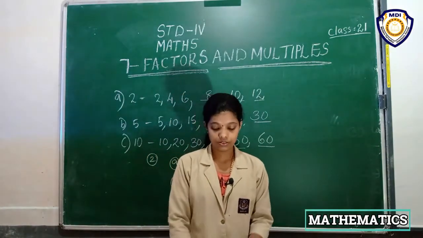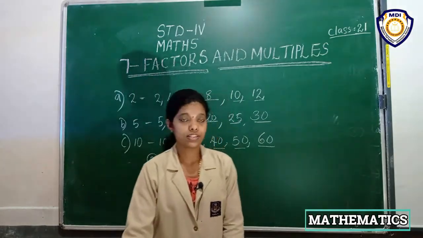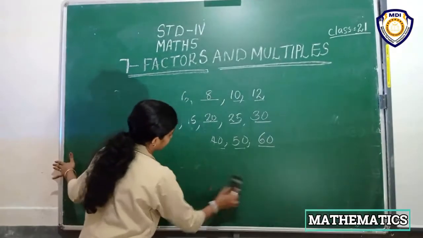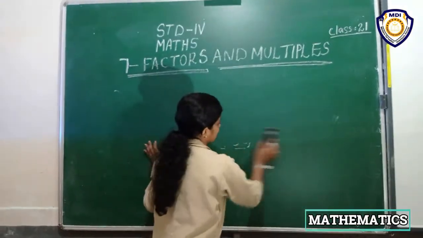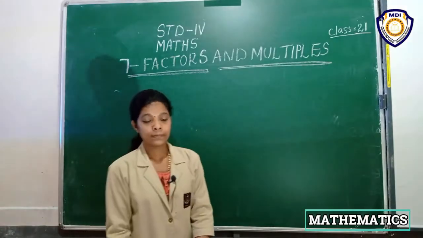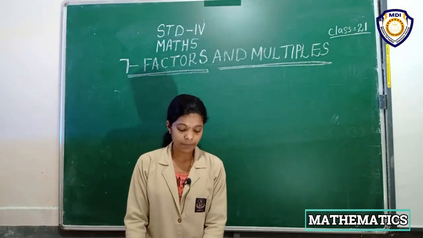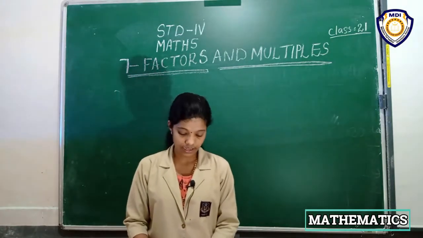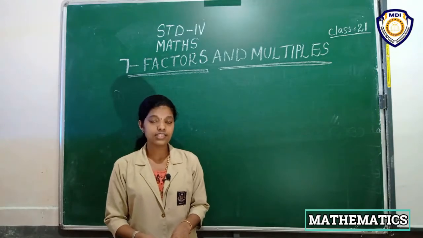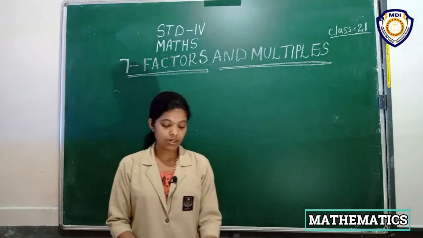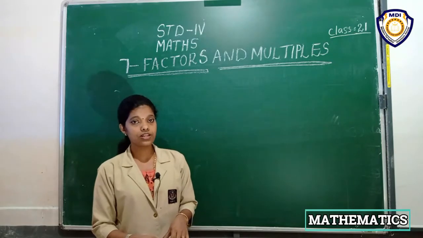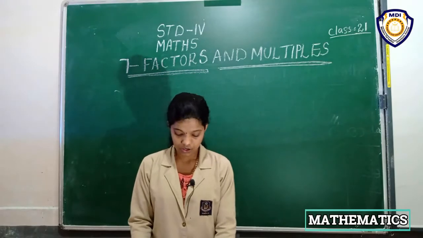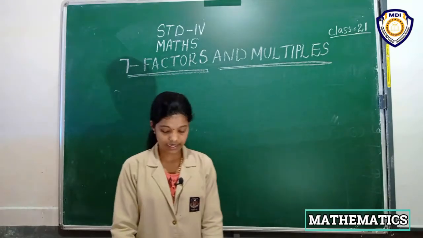Our topic is multiples. All of you listen here. Multiples. When we multiply a number by 1, 2, 3, 4, etc., its result is known as multiples.